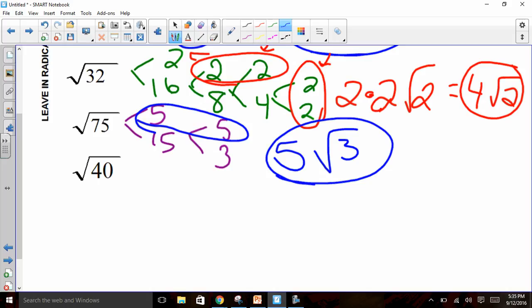Now we talked about 2 different ways in this first slide. I want you to pick one of those ways. I want you to pause this video, and I want you to try the square root of 40.